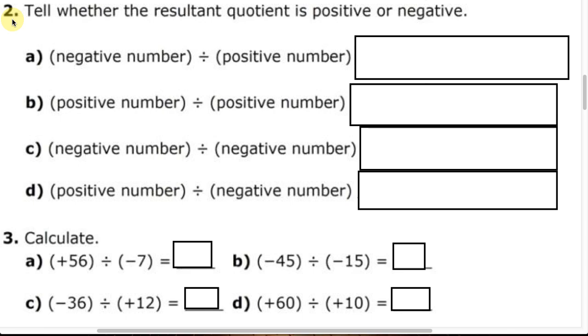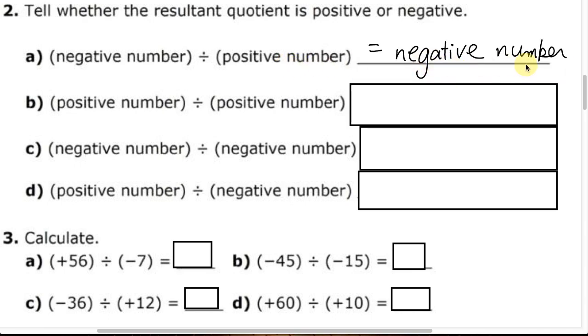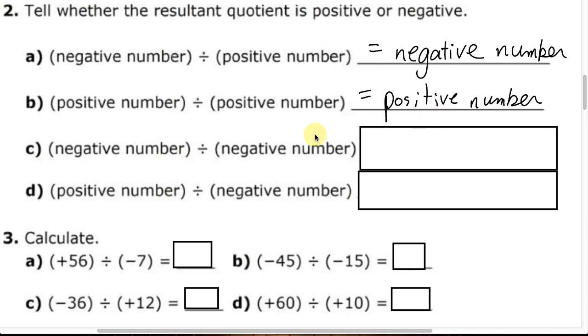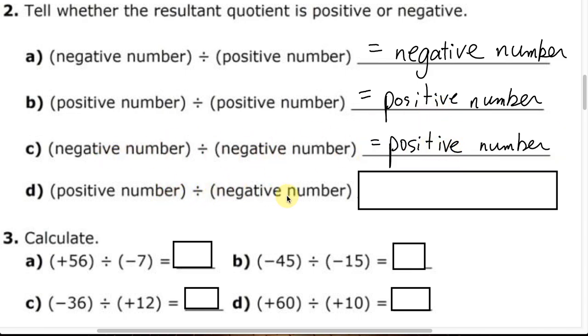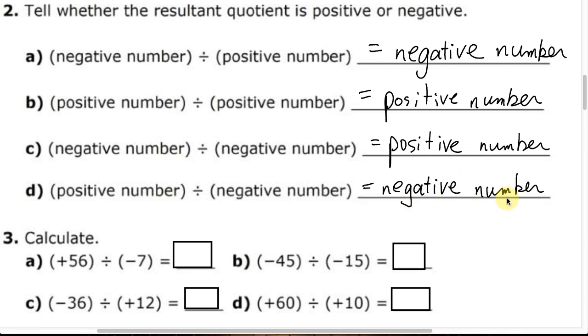Alright, the next thing we want to look at here in number 2 is to tell whether the resultant quotient is positive or negative. So this is based on the rules that we know. A negative number divided by a positive number should be a negative number. A positive number divided by a positive number, of course, should give us a positive number. A negative divided by a negative should give us a positive. And a positive divided by a negative, although we weren't able to model that with our number line, we've seen this before, and it is a negative number.